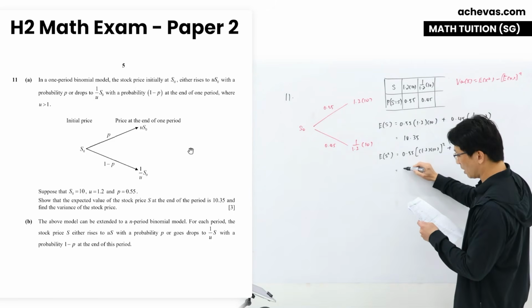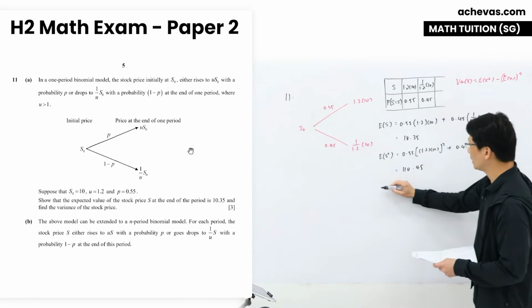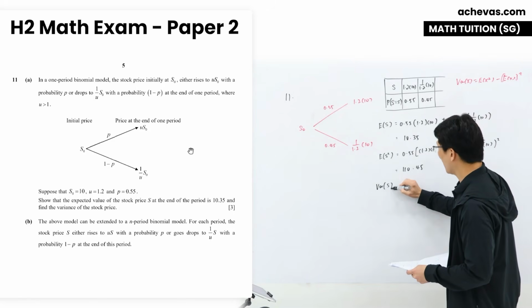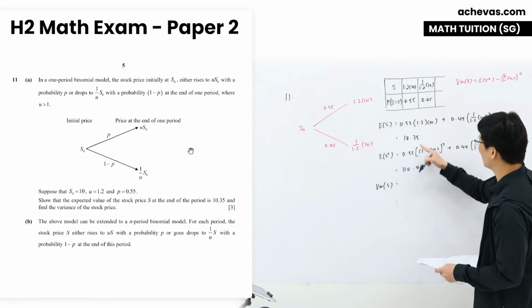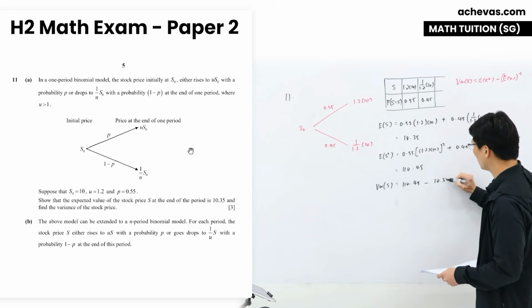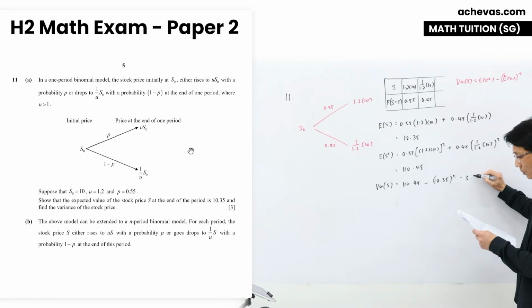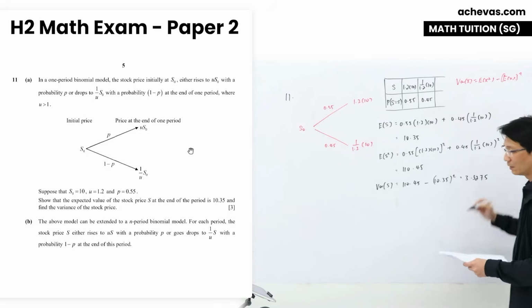So working this out, I will get 110.45. So finally, variance of S will just be equal to this minus the square of this: 110.45 minus 10.35 whole thing squared. So final answer 3.3275.